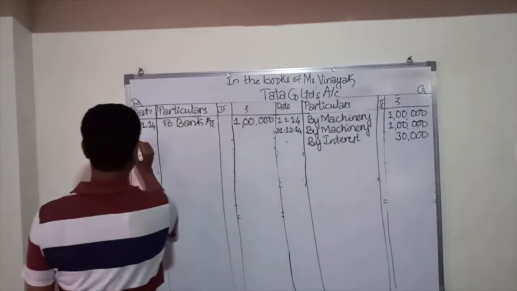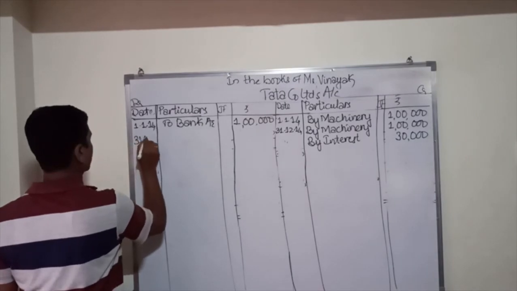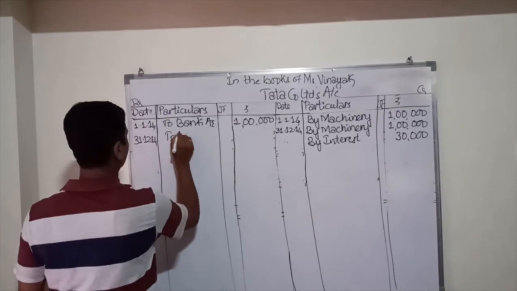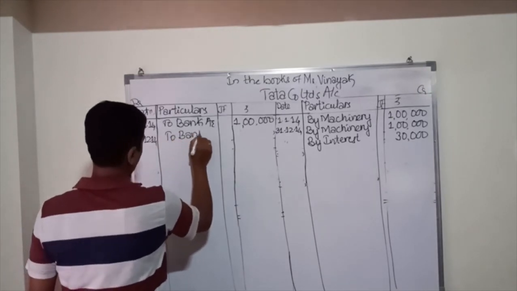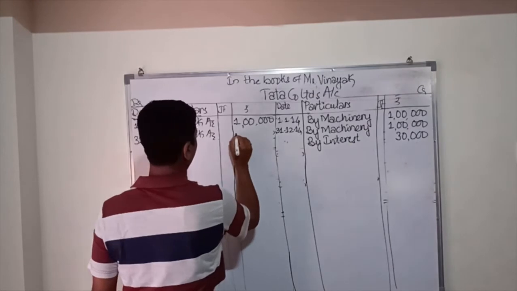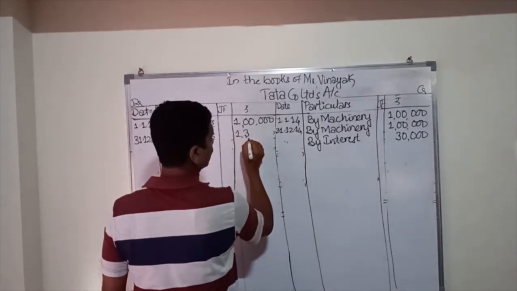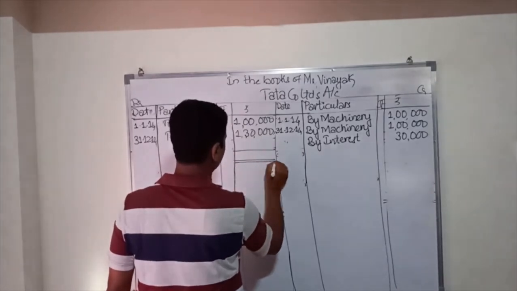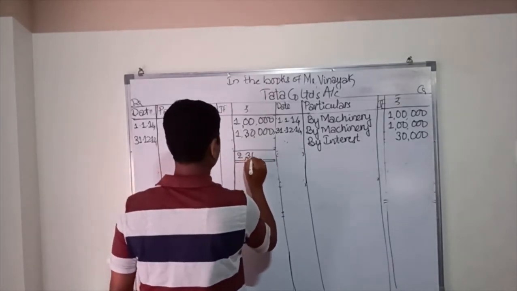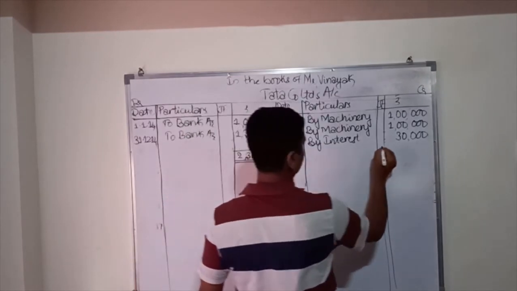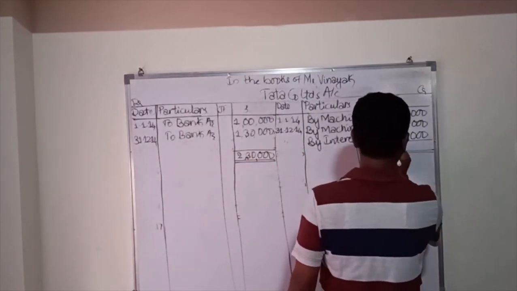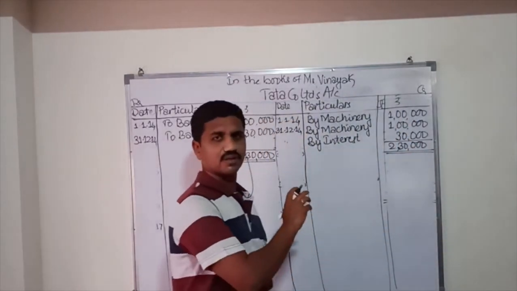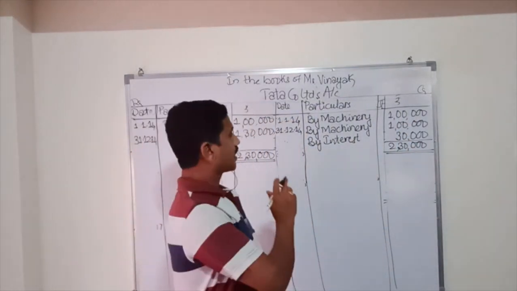So the first installment is paid on 31st of 12 2014. Then the journal entry will be Tata Company Limited account debit to bank account here. So to bank account, so 1,30,000. The total here it is 2,30,000. So here also 2,30,000. So this is very simple in preparing the Tata Company Limited account.